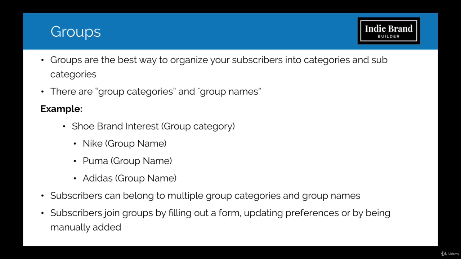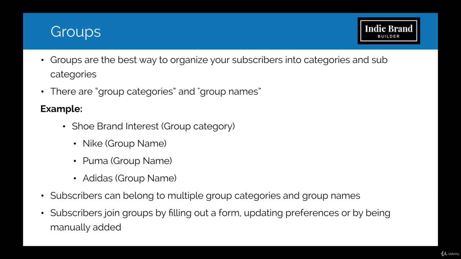Let's talk about groups. So groups are really the best way to organize your subscribers into categories and subcategories. So inside of MailChimp, there are things called group categories and there are group names. So for example, if you were a retailer of shoes or footwear, the group category would be, for instance, the brand that someone is interested in, or the brands that someone is interested in. And the group names within that group category would be the actual brand names themselves. So Nike, Puma, and Adidas.